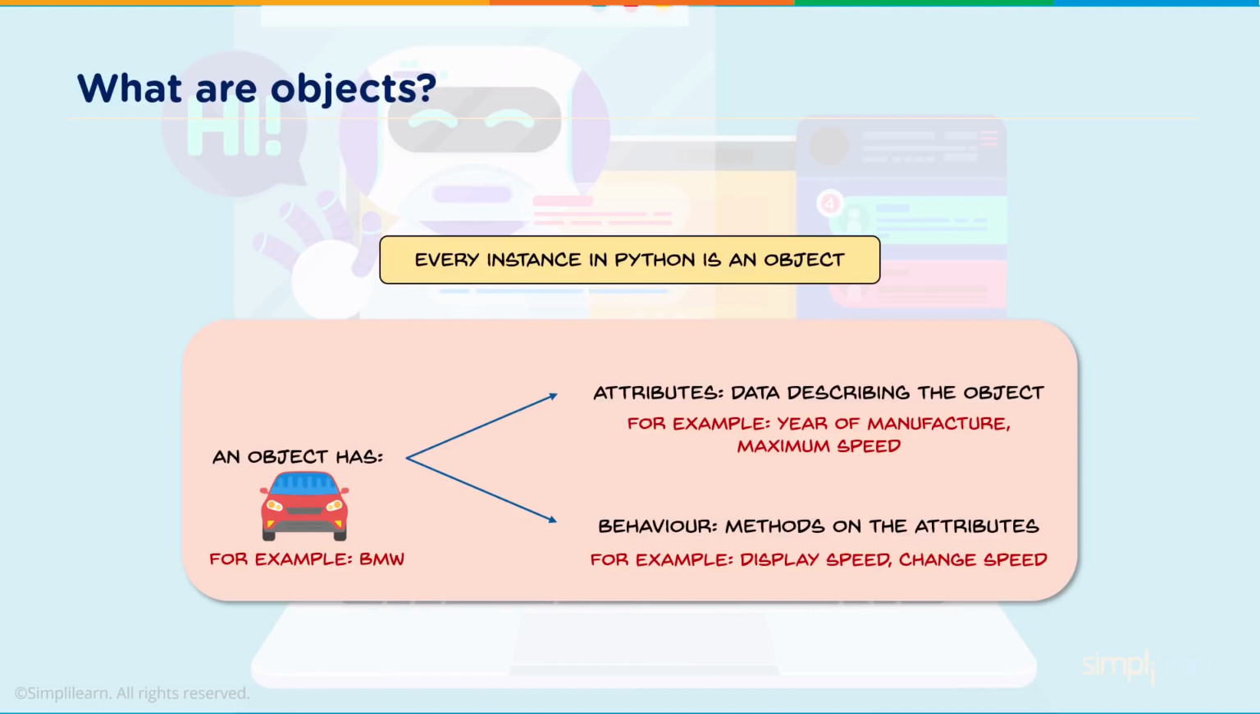And then you have the behavior. These are methods on the attributes. For example, you might display the speed or change the speed. So even though you have a maximum speed, you might have current speed also, which changes depending on what you want it to do. Step on the accelerator, go faster. Step on the brakes, go slower.